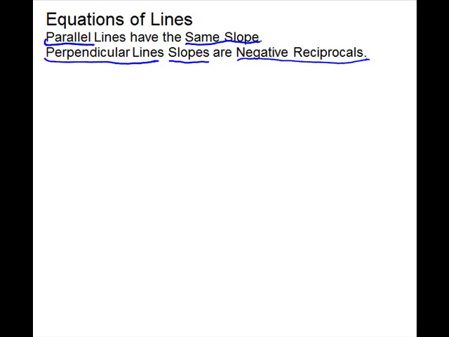We'll continue with our writing of equations of lines. And just a reminder of two special kinds of lines. Parallel lines have the same slope, and perpendicular lines have slopes that are negative reciprocals. So the information that we need to write the equation of a line is we need to know the slope and we need to know one point.